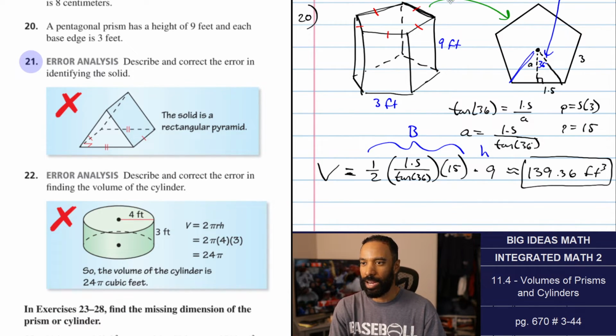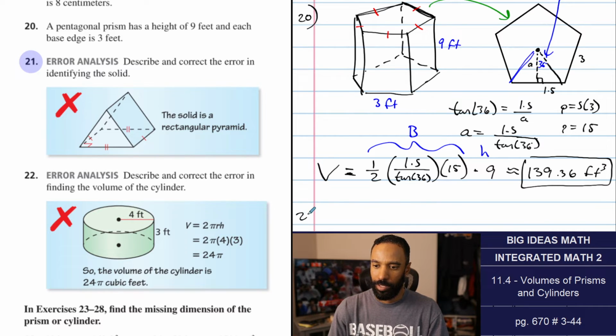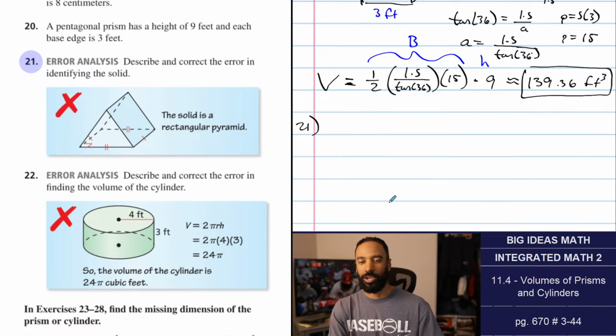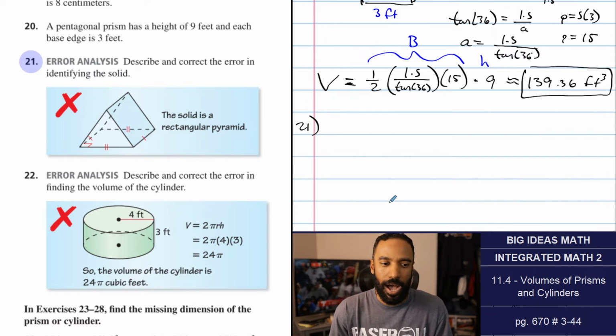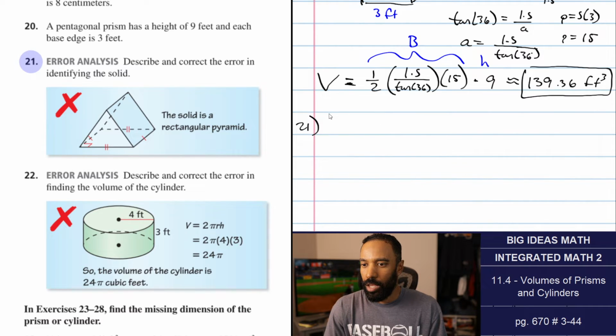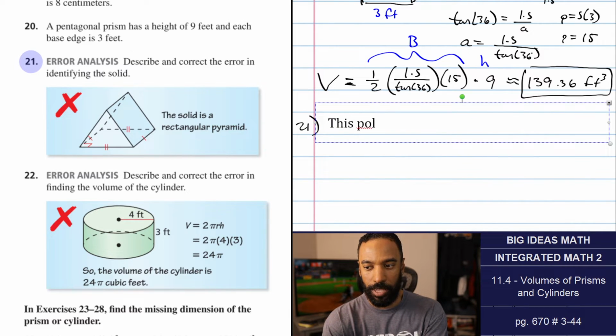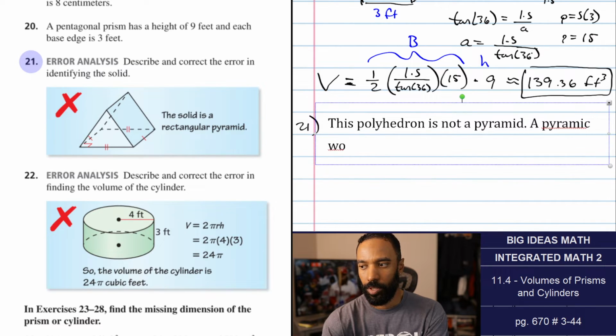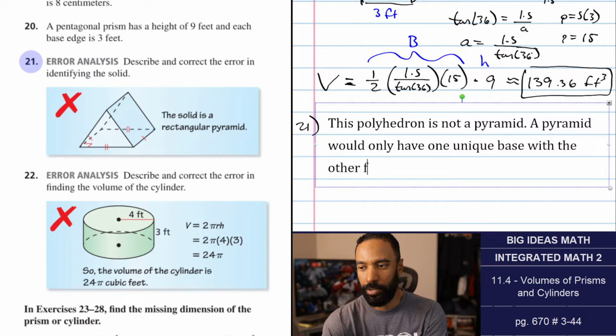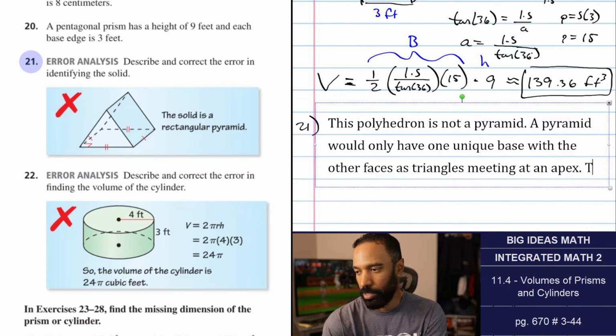Describe and correct the error in identifying the solid. Oh, this is good. Okay, cool. Number 21, rectangular pyramid. Incorrect. This polyhedron, it is a polyhedron, but it is not a pyramid. A pyramid would only have one unique base with the other faces as triangles meeting at an apex.